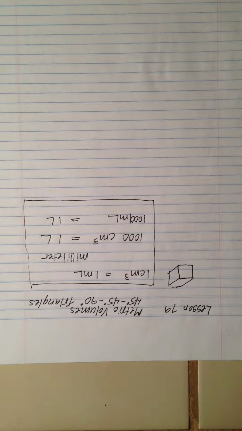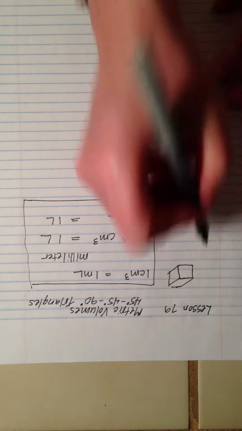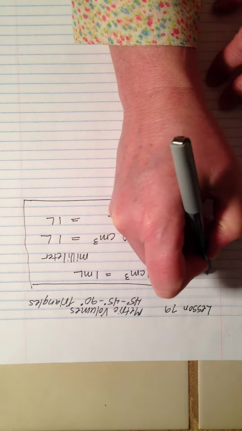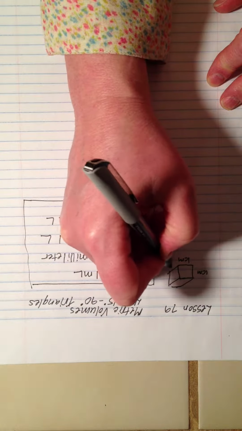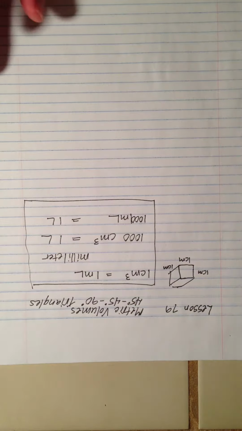Okay, so there's our little 1 centimeter, and it's also 1 centimeter on the back. It's like a sugar cube, more or less.